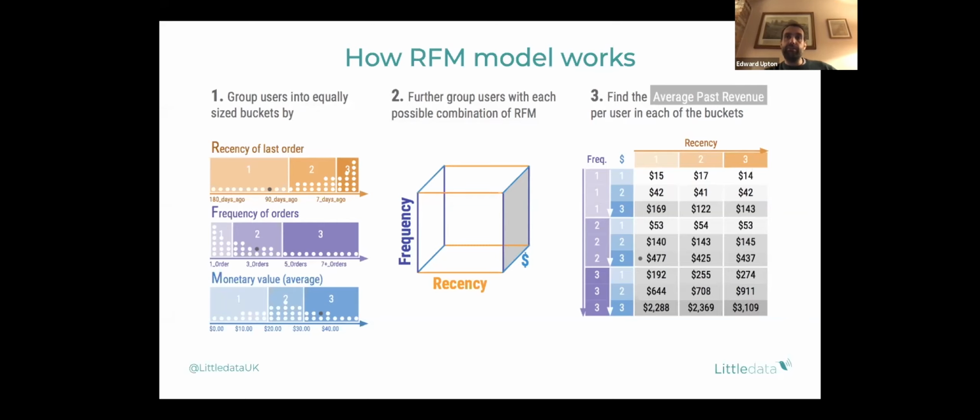I think in my experience, for a lot of retailers, the 3x3x3 matrix, so there's sort of 27 buckets, is actually too much granularity, and quite often they get meaningful results from just doing a 2x2x2 grid of course RFM.